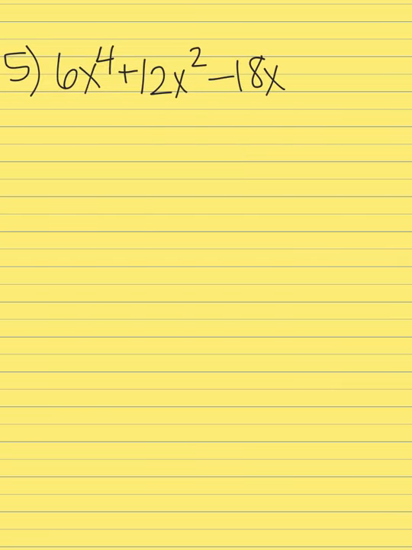Okay, so this problem says 6x to the fourth plus 12x squared minus 18x. When looking at this, we can see that the coefficient, the 6, would play nice with all of the other coefficients. And looking at our x values, one of them only has an exponent of 1, so we could only factor out one of those x's. You can pause this video to start and try it on your own, and then come back and check your answer.